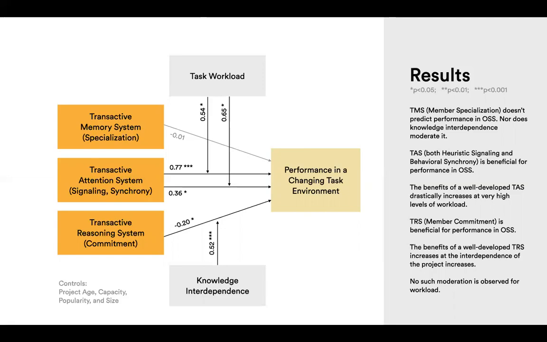For the transactive attention system, we found both the indicator behaviors of signaling and synchrony predicted performance, and these become more important at very high levels of workload. And finally, for the transactive reasoning system, we also found support and evidence that a well-developed transactive reasoning system, that is, high commitment and high engagement, predicts performance. And this is more important when the knowledge interdependence is very high within the project.